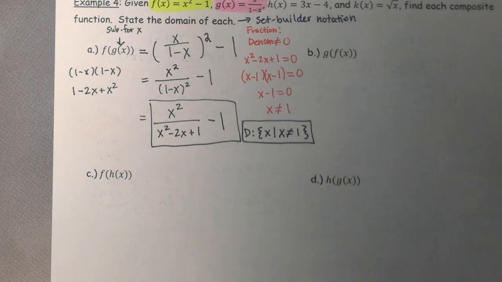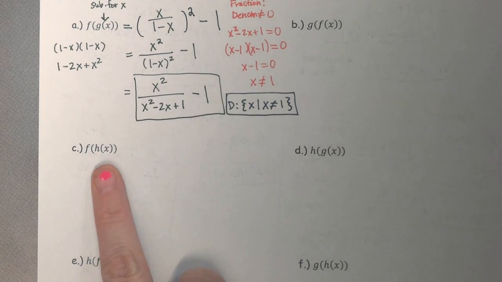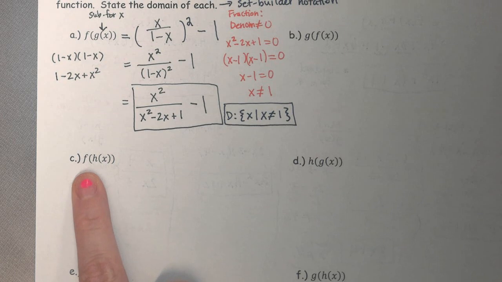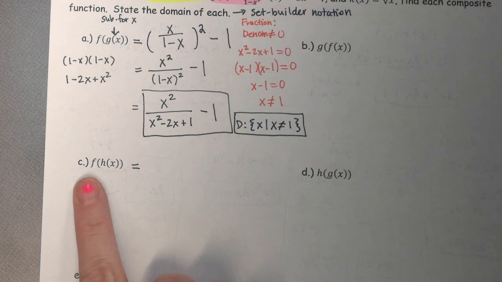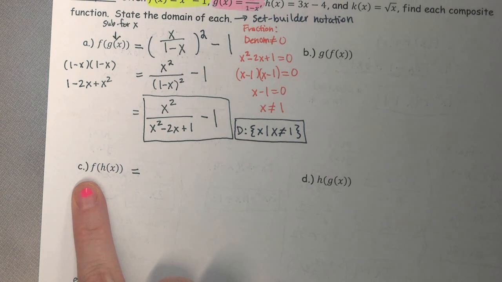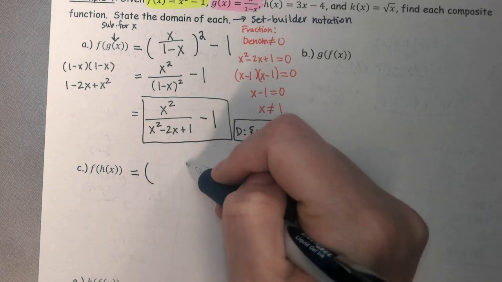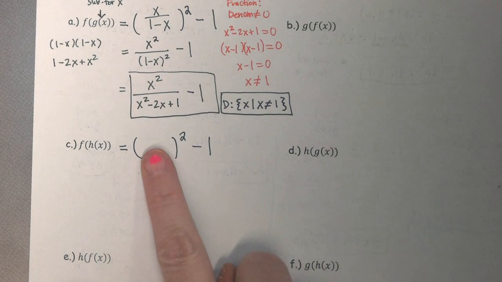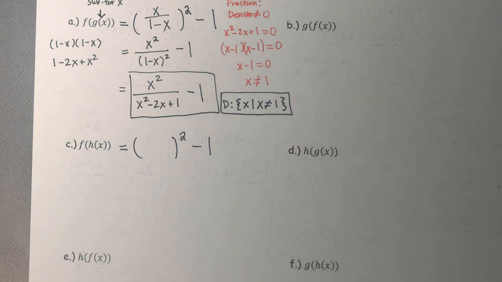All right, so for C, I'm going to help you set this up again. So again, on the outside it's f. So what we're going to do is rewrite f of x, but without the x. And instead of x, we write parentheses. So if it's x squared minus 1, then you're going to put this here. All right, and then will you fill that in for me?